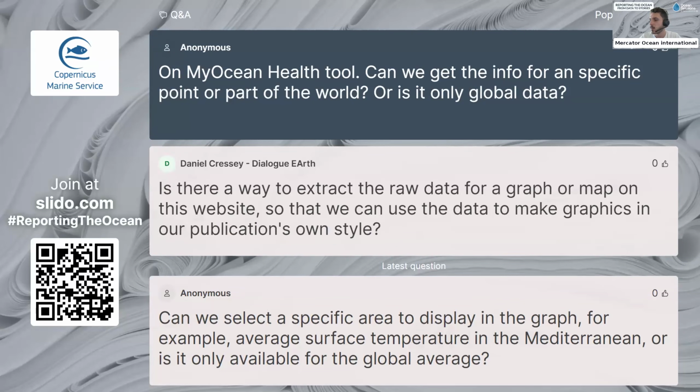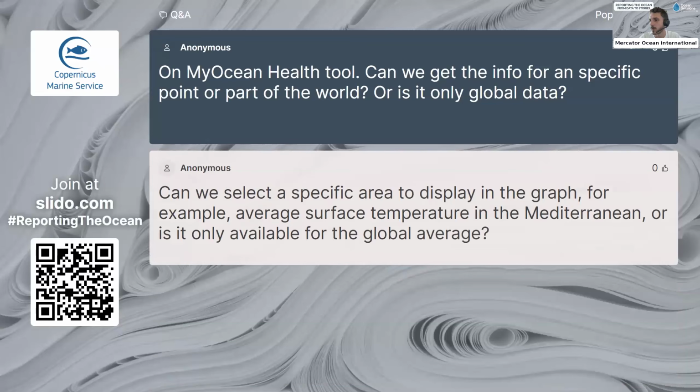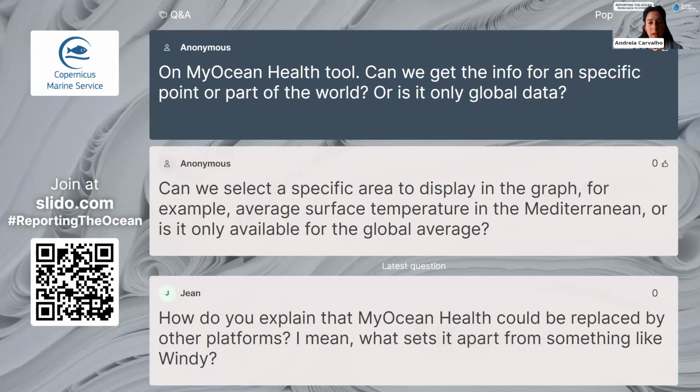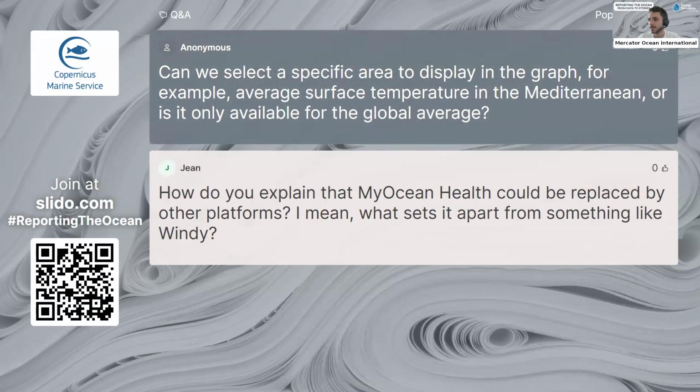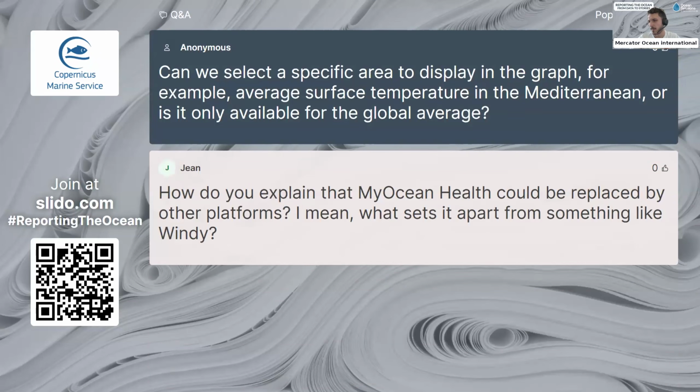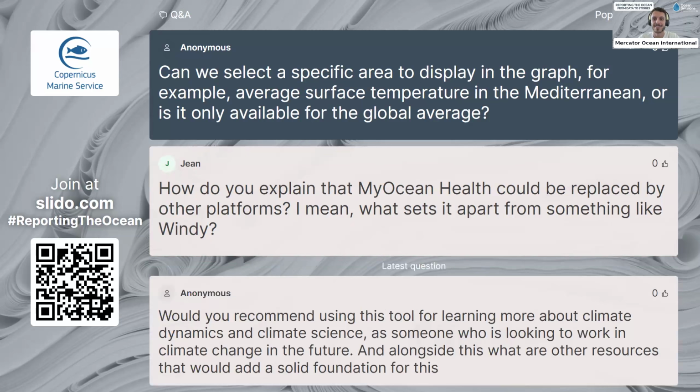On the My Ocean Health tool, can we get the info for a specific point or part of the world, or is it only global data? For the moment, it's only global data, but it's also in our pipeline to integrate regional indicators. So that will also be accessible through My Ocean Health. Can we select a specific area to display in the graph? Well, I think it's the same question. For the moment, no. But for regional data, we'll have the next presentation. That will be very interesting for the people asking these questions.